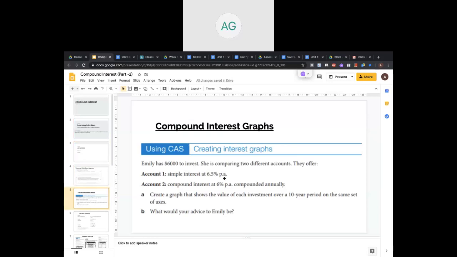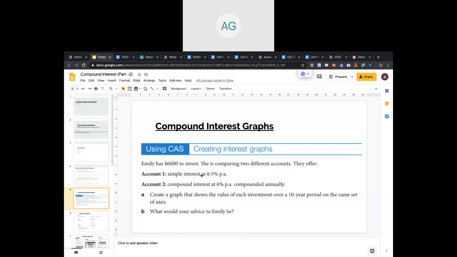And okay, so that's an example from your book. So compound interest and the simple interest graphs. In this example, it's been given that Emily has $6,000 to invest. She's comparing two different accounts. The first account is offering simple interest at 6.5% per annum. The second account is offering compound interest at 6% per annum compounded annually. So we are trying to find out which is a better option.